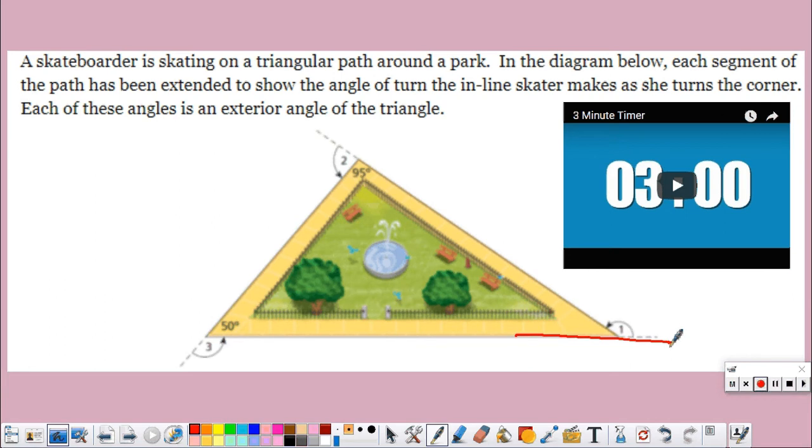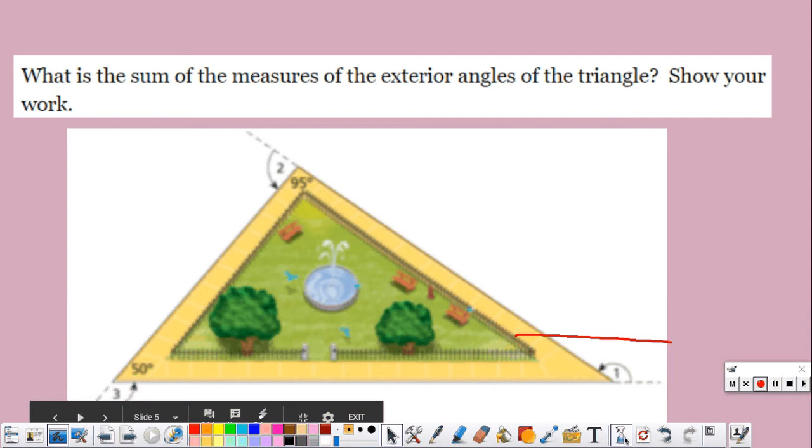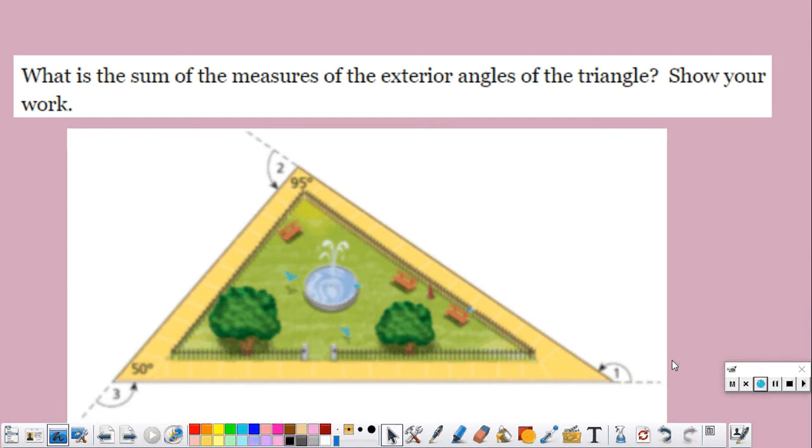All right, so this problem says a skateboarder is skating on a triangular path around a park. In the diagram below, each segment of the path has been extended to show the angle of the turn the inline skater makes as she turns the corner. Each of these angles is an exterior angle of the triangle. So she's going around the park, she turns, and it's showing you how far she's turning based on the exterior angle. I want you to find the sum of the measures of the exterior angles of the triangle.